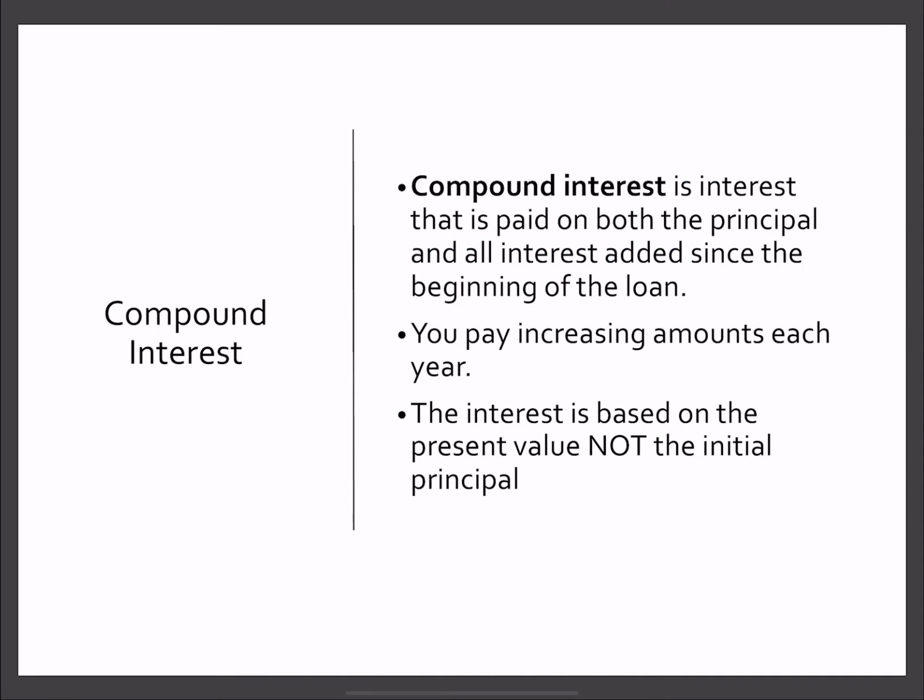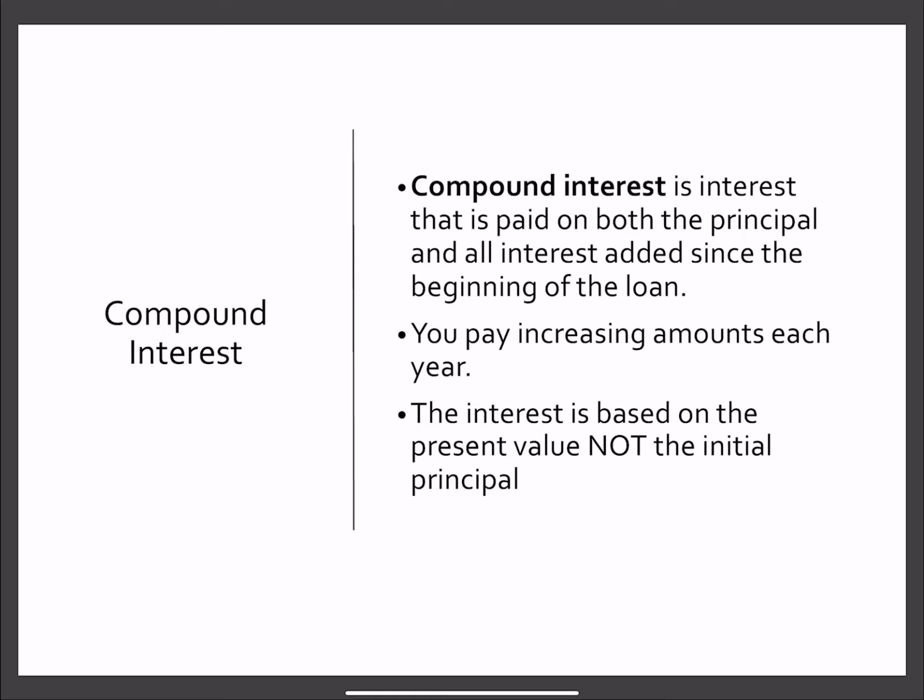So moving on, we're going to go to the next type of interest. The next type of interest is compound interest. Now with compound interest, it's a little different than simple interest. Because with simple interest, you just pay on the money that you borrow, right? That's all you pay on, just the money that you borrow. But with compound interest, you pay on both the money that you borrow, or the principal, and all of the interest that you accrue since the beginning.